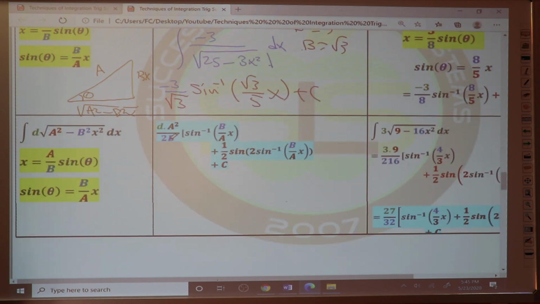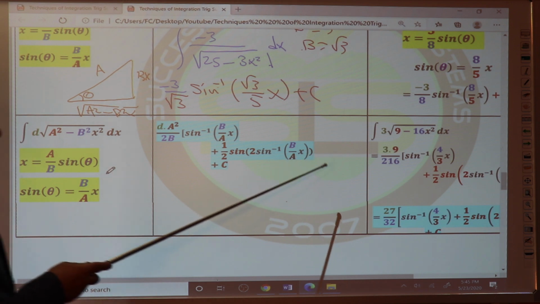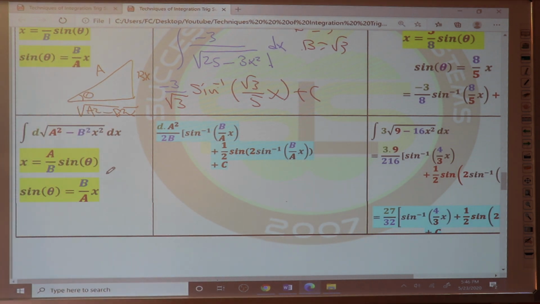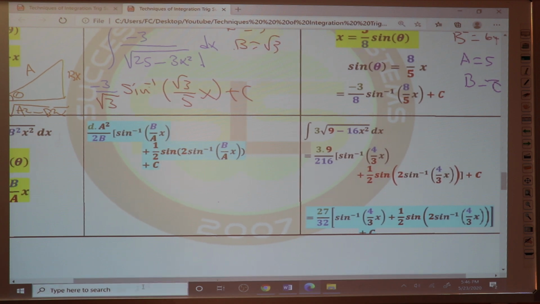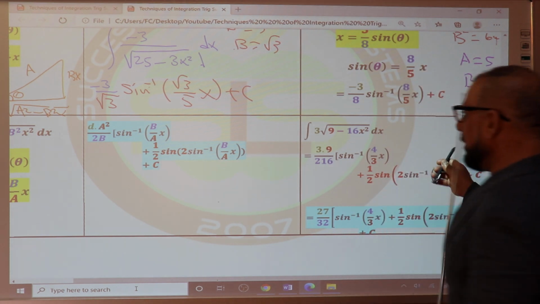But here is a long formula, with sine inverse of b over a x. I think it's easier to go back to my videos, apply the substitution, and solve. But if you like this way, it's up to you. I will not memorize this one, it's a little harder. Some students like to have it done this way. In this case, my d is 3.